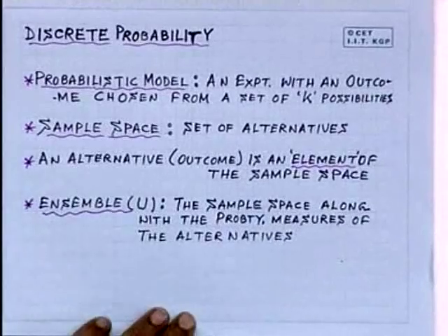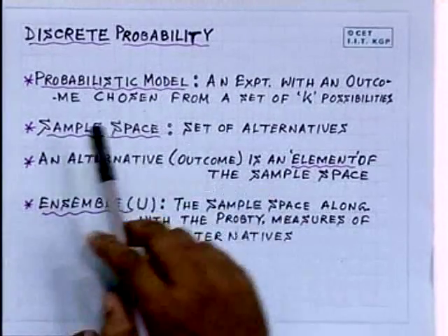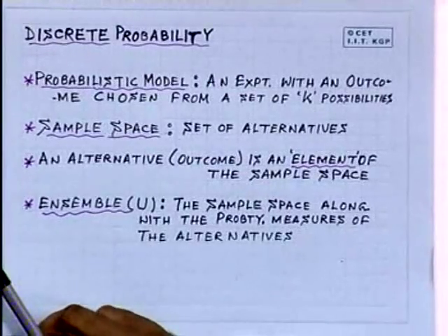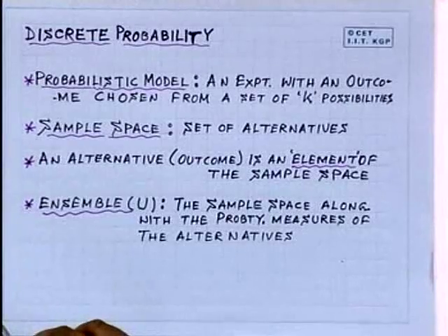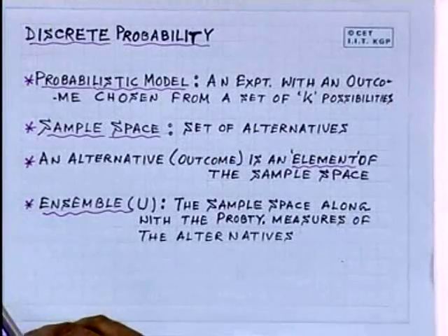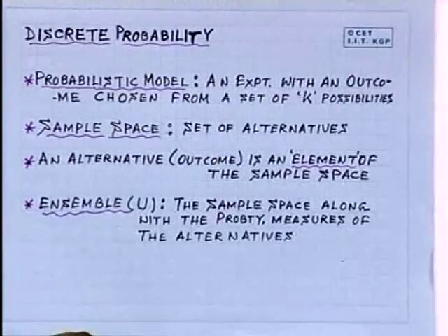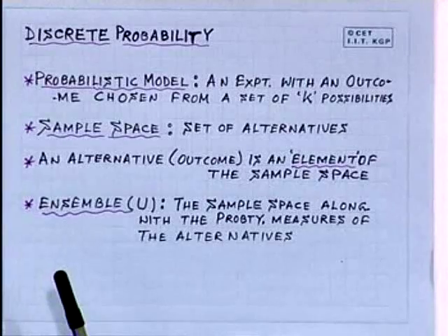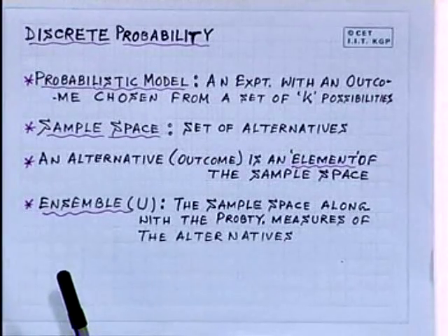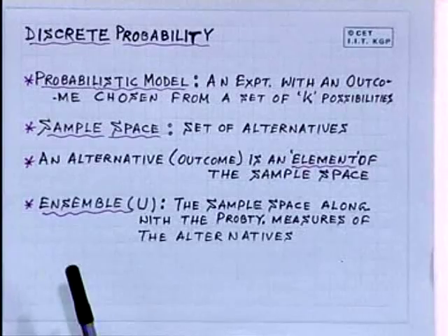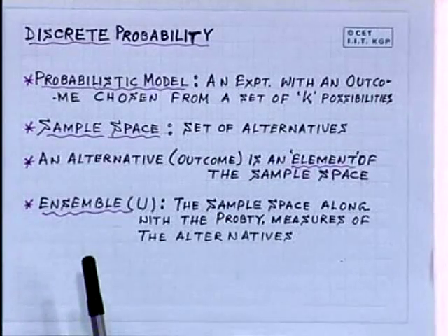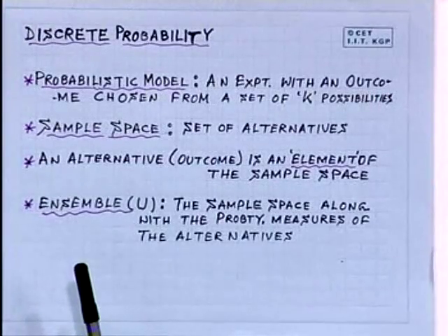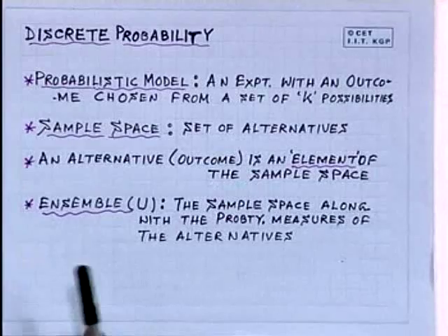So towards that, let me start with what is known as a probabilistic model or a statistical model. Now, a statistical model essentially is an experiment, as you can see, with an outcome or several outcomes, but with an outcome chosen from a set of k possibilities. By outcome, we loosely mean the results or outputs of the experiment, okay? And there may be various kinds of results possible.